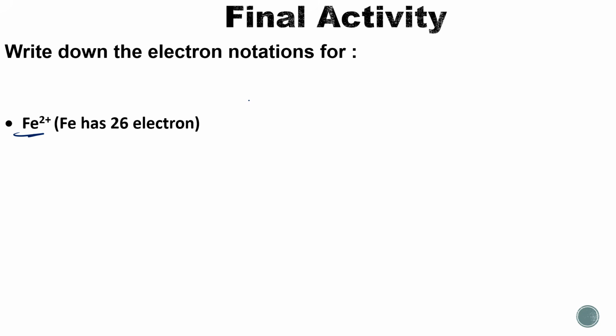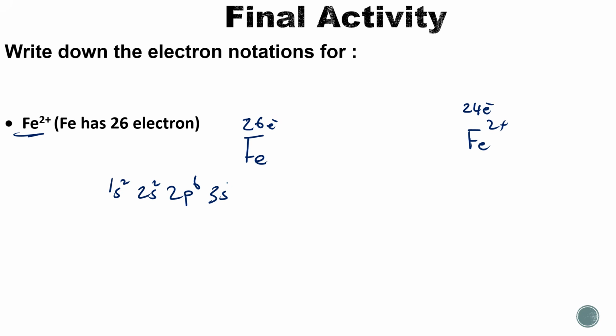Fe has 26 electrons. So try it on your own and come back. Fe and Fe plus 2. So for Fe it's 1s2, 2s2, 2p6, 3s2, 3p6, 4s2, 3d6. So this is 26 electrons, and this one, Fe plus 2, is 24 electrons, because it lost 2.